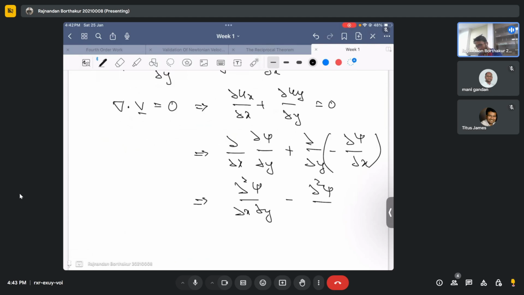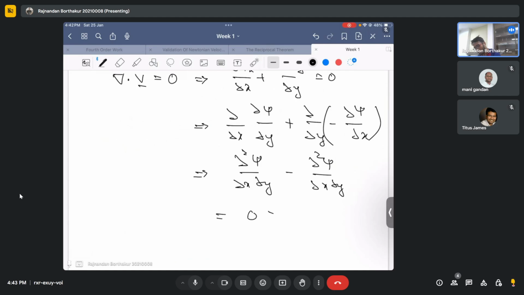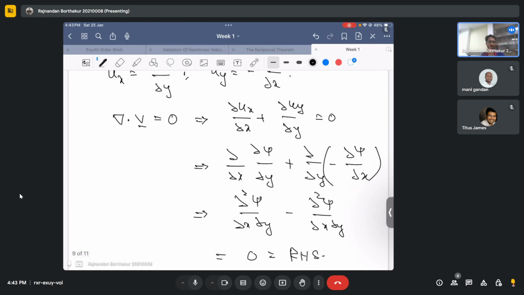So basically I can flip del y and del x, because it's a continuous function. So this just becomes del square psi by del x del y minus del square psi by del x del y, and this is of course equal to 0, which is your right hand side, meaning that the manner in which you define the stream function, the continuity equation is trivially satisfied. This is something that I wish to put forward here.